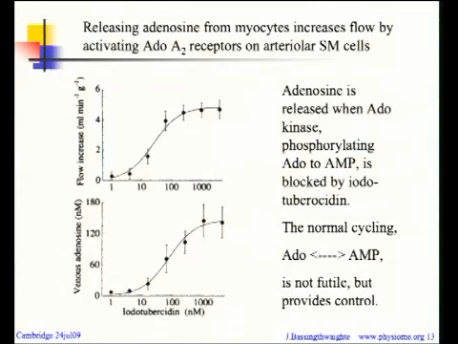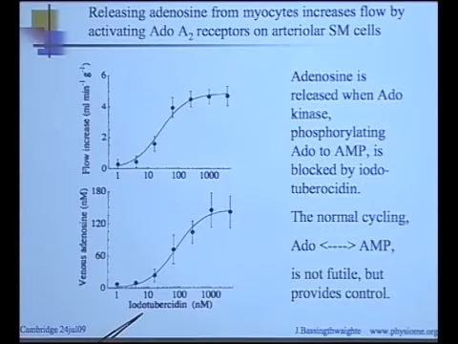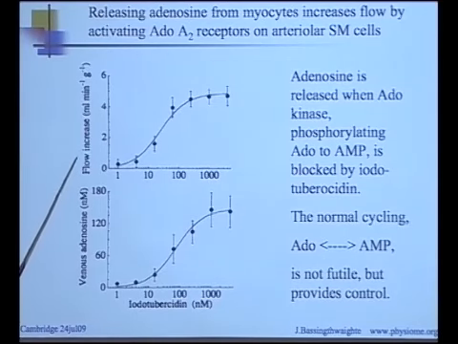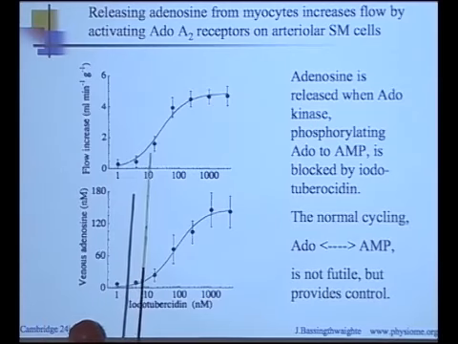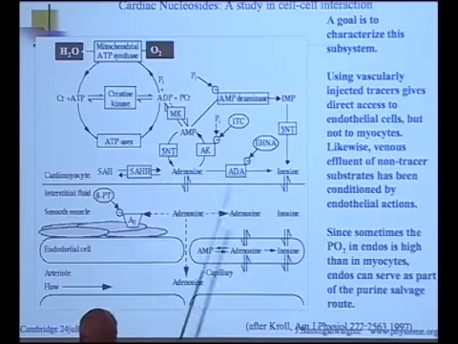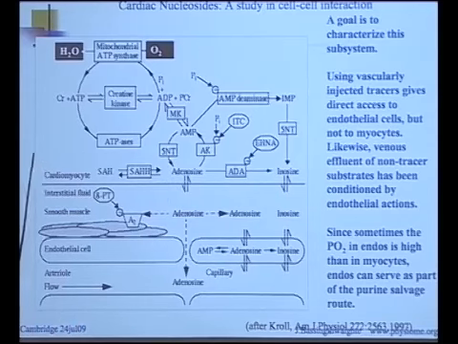So here's coronary blood flow as a function of the dose of iodotuberosiden, the kinase blocker. And it looks like a standard Michaelis-Menten type of relationship, as if you have a single site binding to a receptor. So that's kind of the thing that you'd expect. So if you look at the adenosine, which is the agonist that's released from the cell into the interstitial fluid space as a function of iodotuberosiden concentration, you have this. So now you can then develop the relationship between venous adenosine and flow.